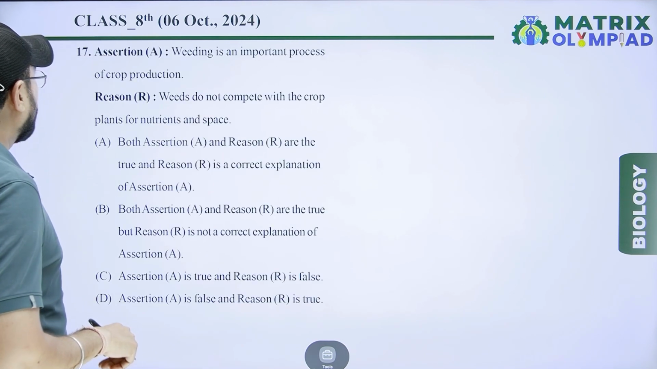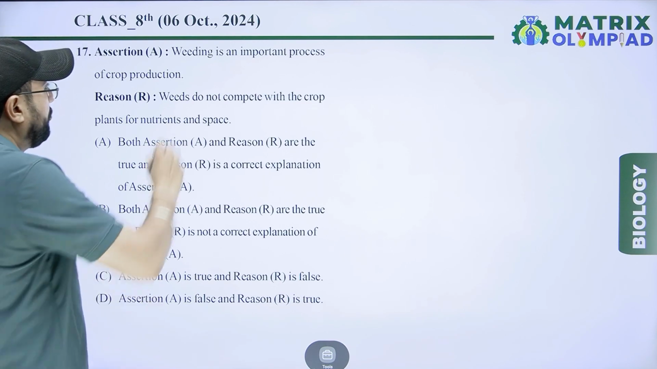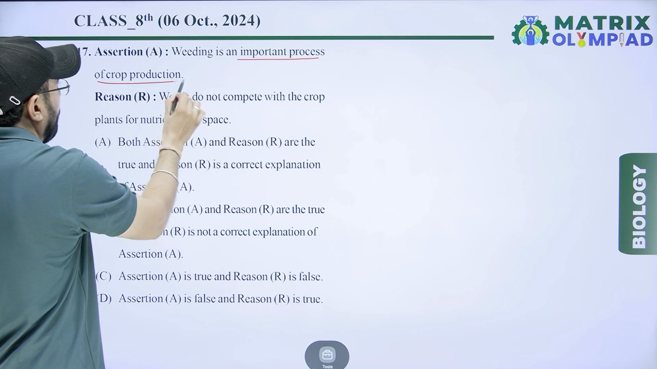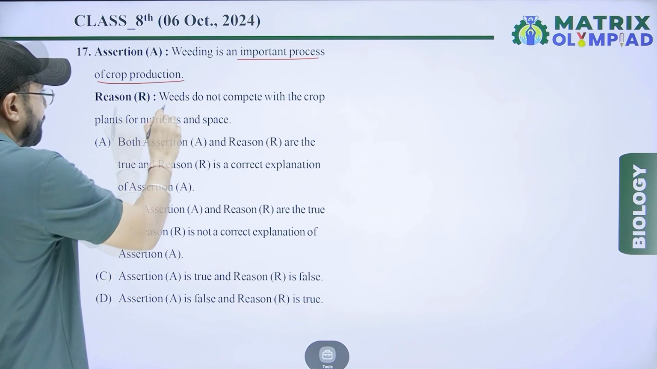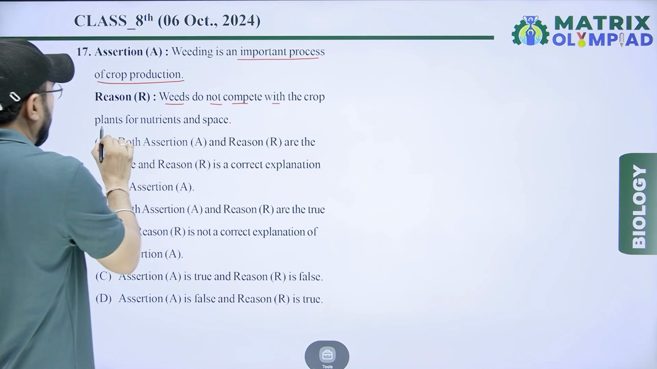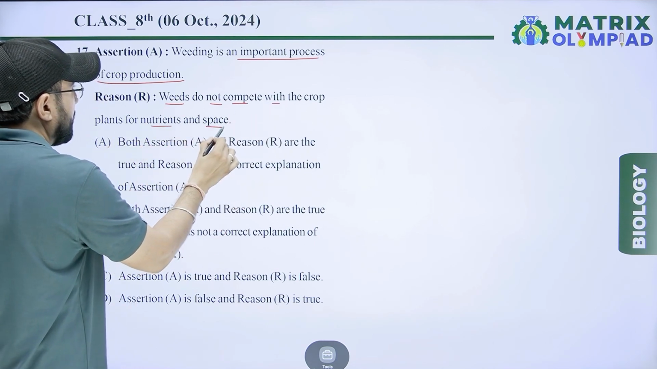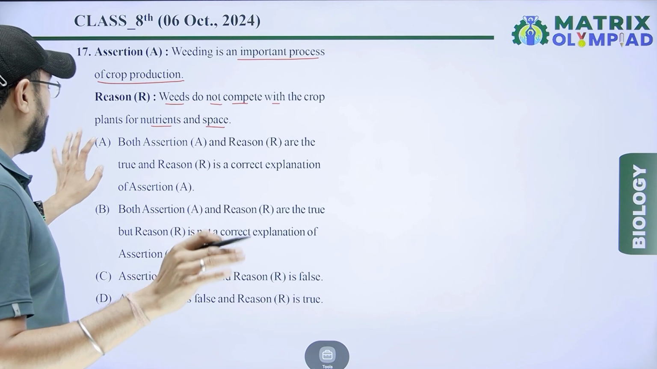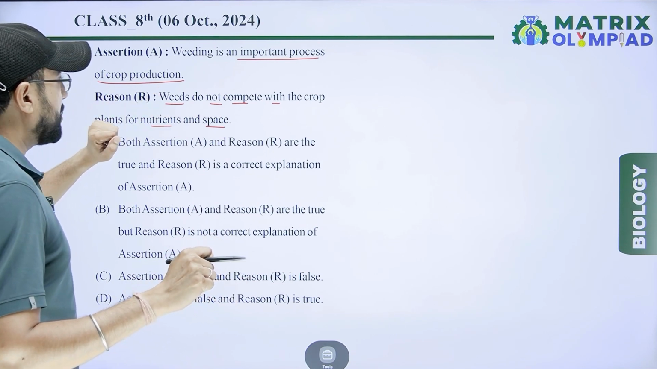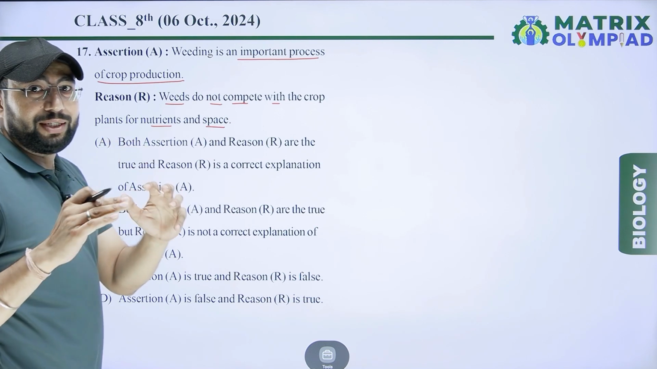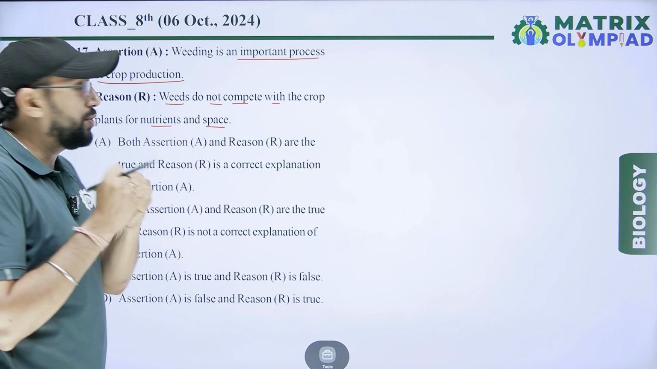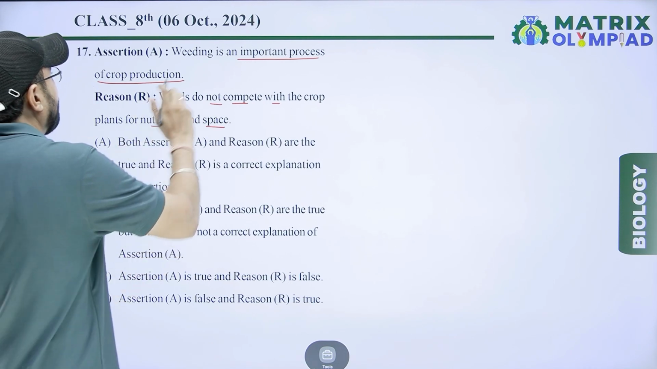Next question is, assertion A, weeding is an important process of crop production. Reason R, weeds do not compete with the crop plant for nutrient and space. Assertion A is true. Weeding is an important process because weeds are unwanted plants that consume nutrients from the soil. So weeding is an important process for crop production.